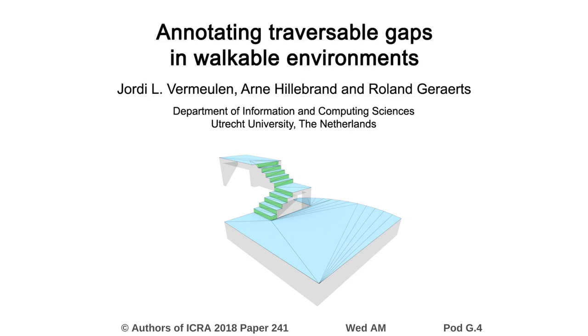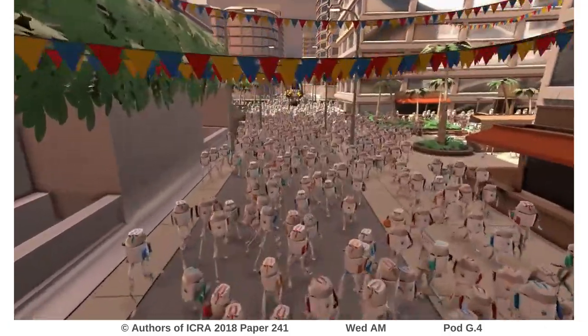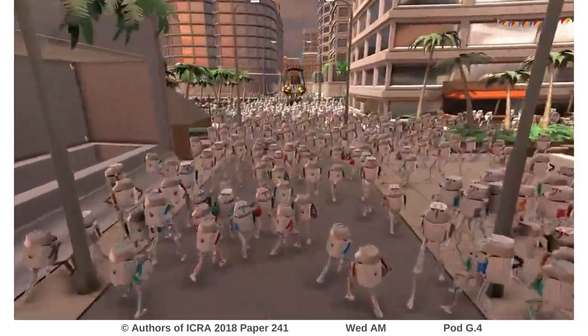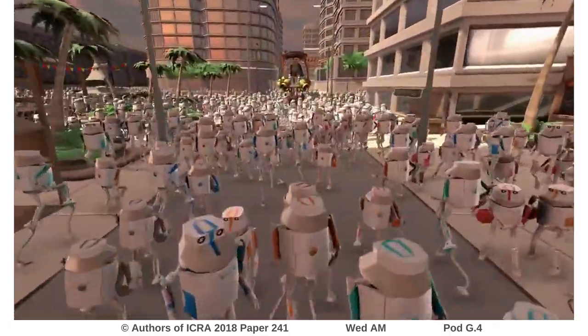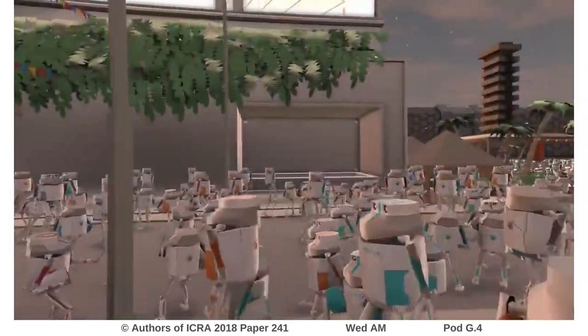In this video we summarize our paper, Annotating Traversable Gaps in Walkable Environments. The planning of high-quality paths in complex 3D environments is becoming increasingly important, with applications such as crowd simulation, autonomous robots, event planning and games.